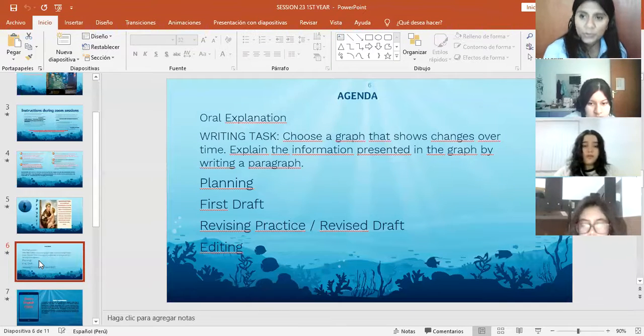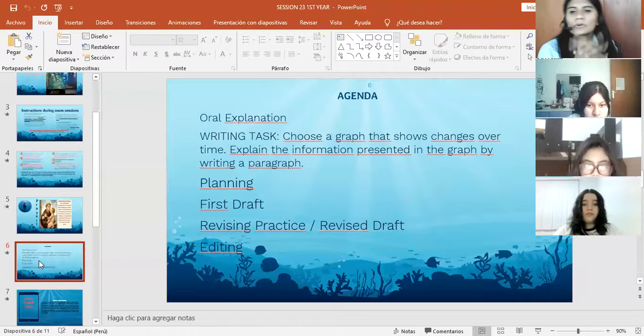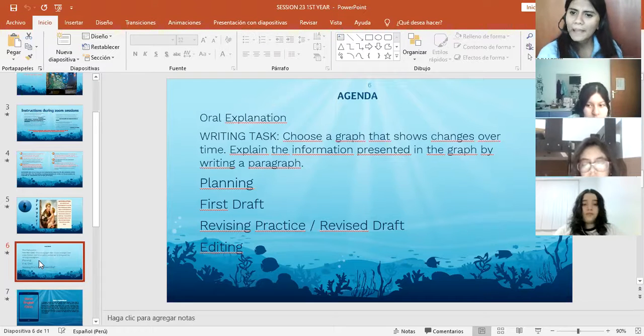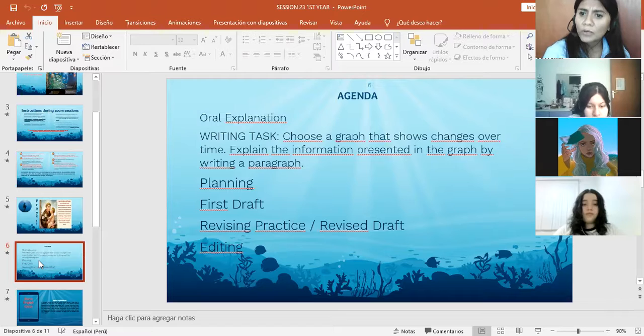You are going to choose now, it's similar to your homework, no? You are going to choose a graph that shows changes over time. And you need to explain the information presented in the graph by writing a paragraph. Miss, this is similar to our homework. Yes, it's similar, but in your homework, the sentences were there. Now, in this activity, you need to create the sentences.